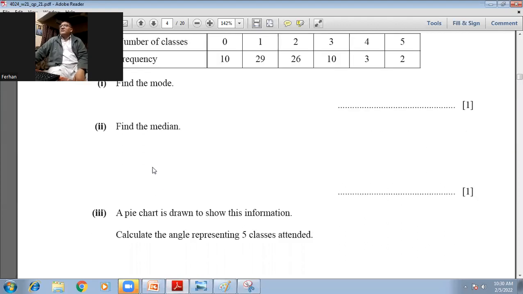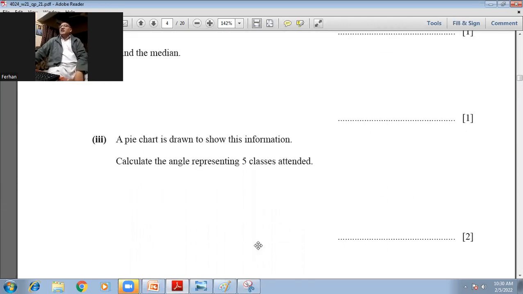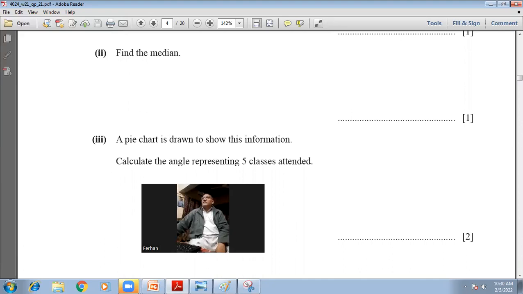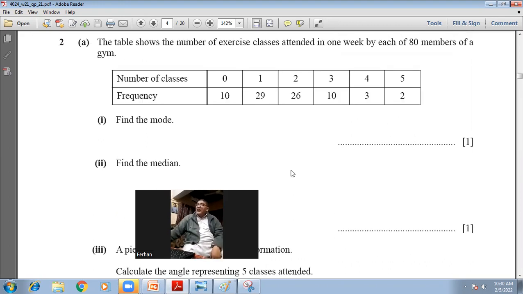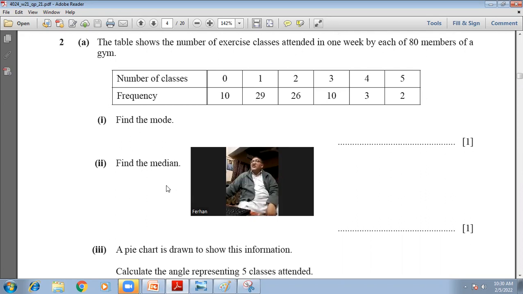That's the third part of question number 2. It says a pie chart is drawn to show this information. Calculate the angle representing 5 classes attended. So this is how you find the angle for the pie chart. The total there are 80 members. Those who attended zero classes, there are 10 such people out of 80.